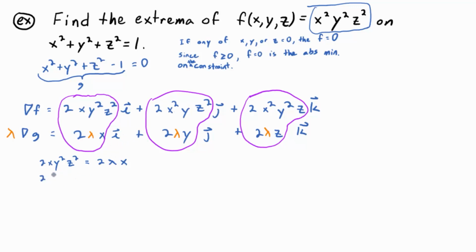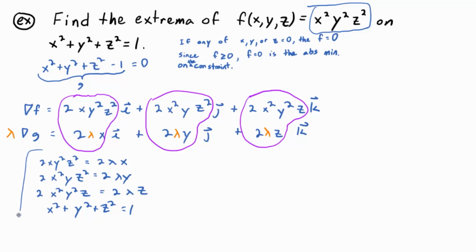2x squared y z squared equals 2 lambda y. And then the next one, 2x squared y squared z equals 2 lambda z. Then there's another equation you can write down. What is it? Yep, the constraint equation. x squared plus y squared plus z squared equals 1.